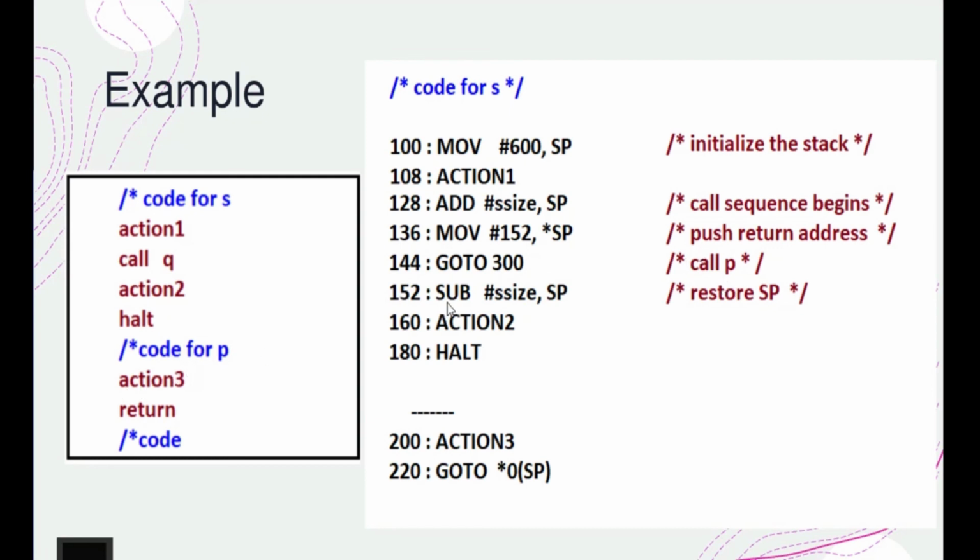Next, after the called procedure transfers control to the return address, we have to decrement the stack pointer value. For that we use this instruction, sub hash S size comma SP. While calling we increment the stack pointer, add hash S size comma SP, and while returning we decrement the stack pointer, sub hash S size comma SP. Then some code statements will be there. Then finally we will halt the instruction. So this is the code for S.